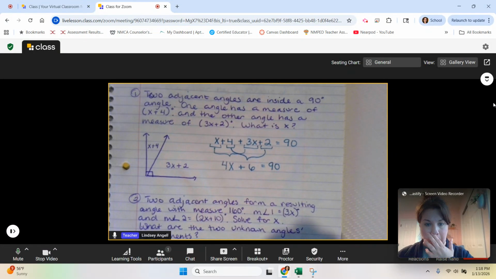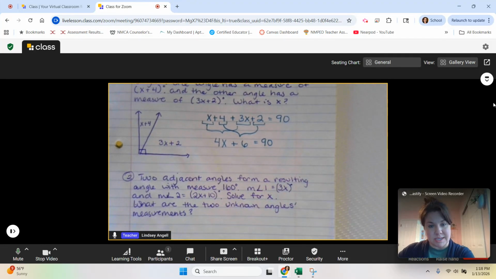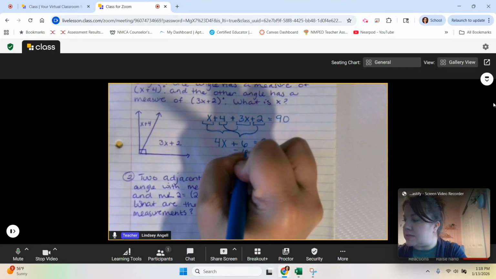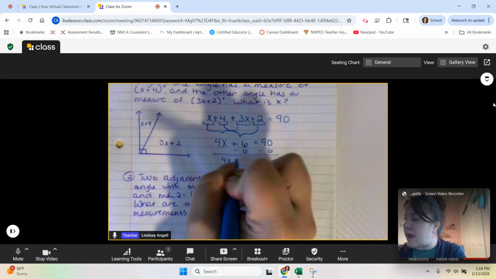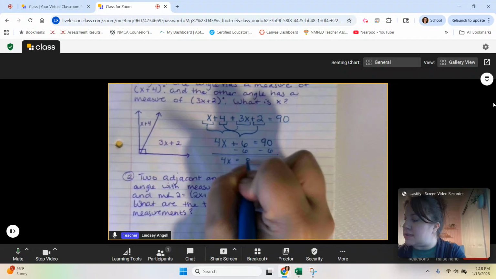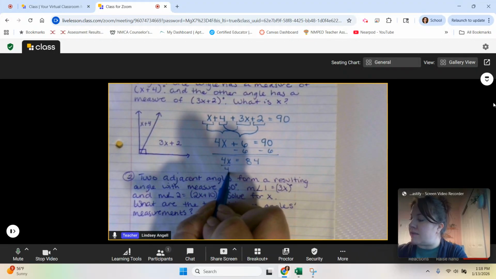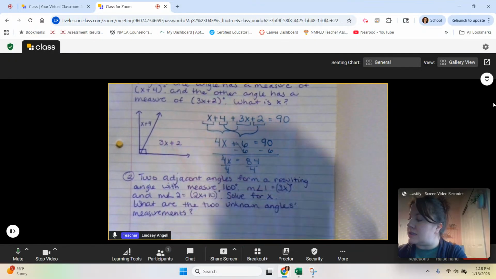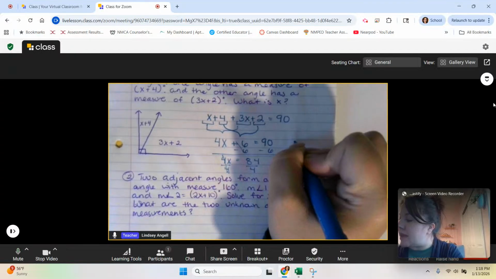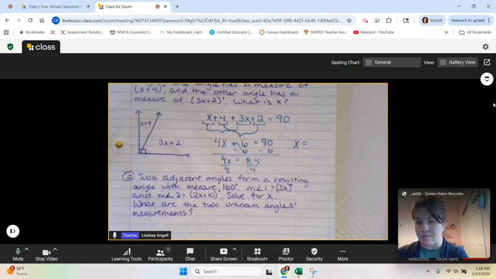I might run out of room. I better be careful. Okay, so now, look at that. That's a nice, pretty, just two-step equation. We know how to do that. So we can subtract 6 from both sides. That gives us 4x equals 84. And then divide both sides by 4. That cancels, so then we're left with x is equal to 84 divided by 4.